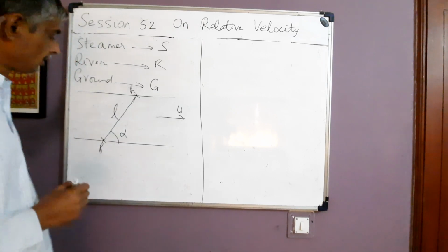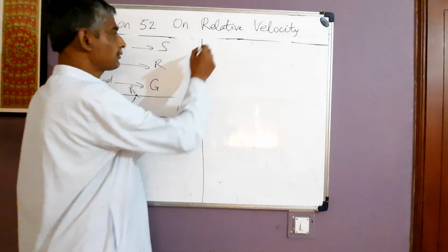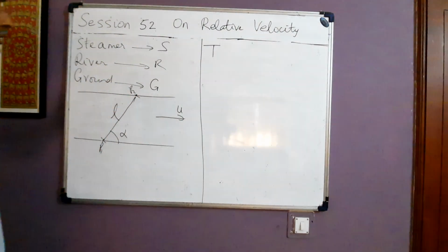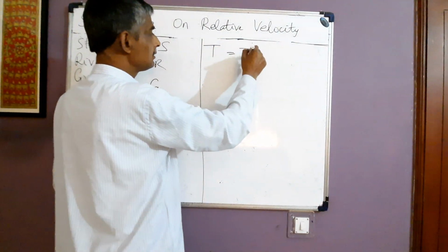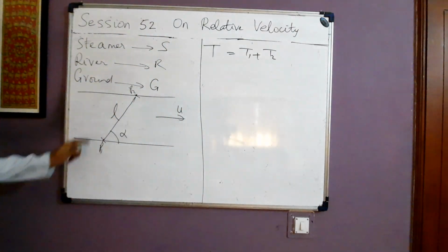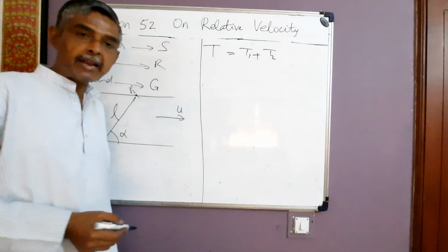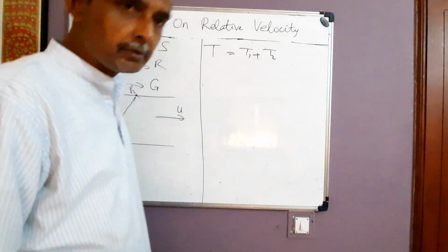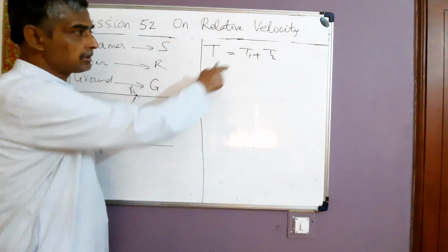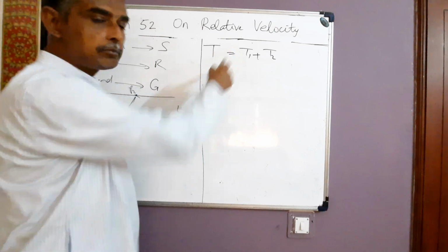Now T is the total time taken by the steamer for the complete journey, that is to move from P1 to P2 and then back to P1. So T can be written as T1 plus T2. T1 is the time taken by the steamer to move from P1 to P2, and T2 is the time taken to move from P2 to P1. Now we have to know the expressions for T1 and T2. T is given, but T1 and T2 are not known. This is the starting point of the problem.